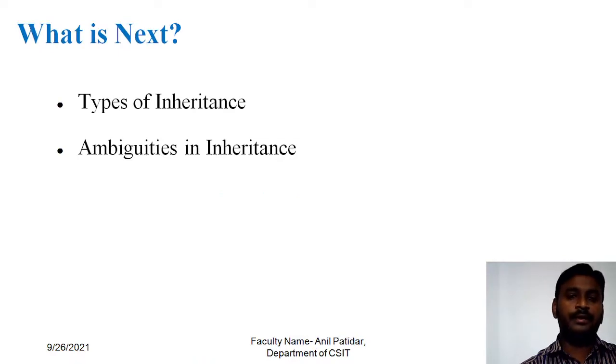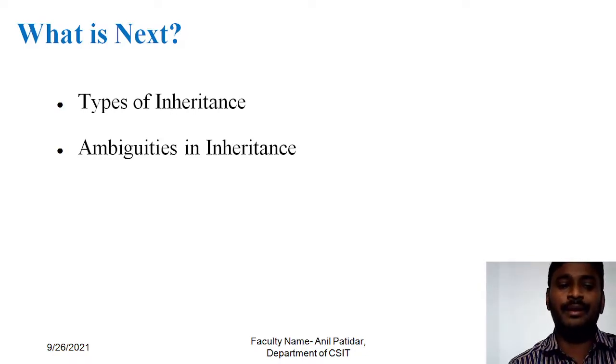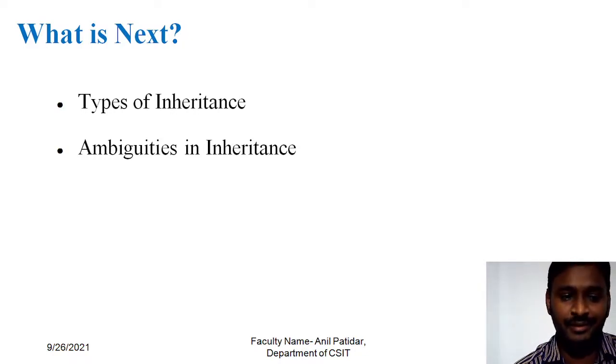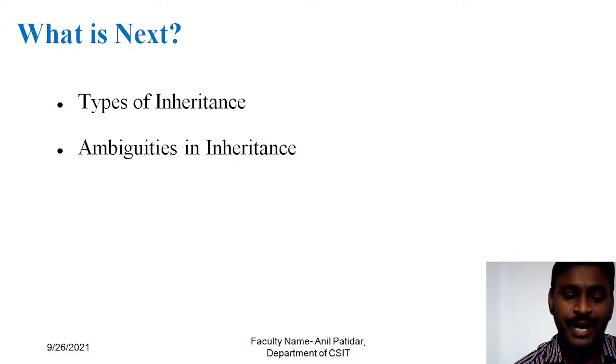Now in the next lecture we will discuss the types of inheritance. Basically there are 5 types of inheritance: single level inheritance, multi-level inheritance, multiple inheritance, hierarchical inheritance and hybrid inheritance. We will also discuss some of the ambiguities that arise in inheritance and how we can resolve them. So this is for the next class.